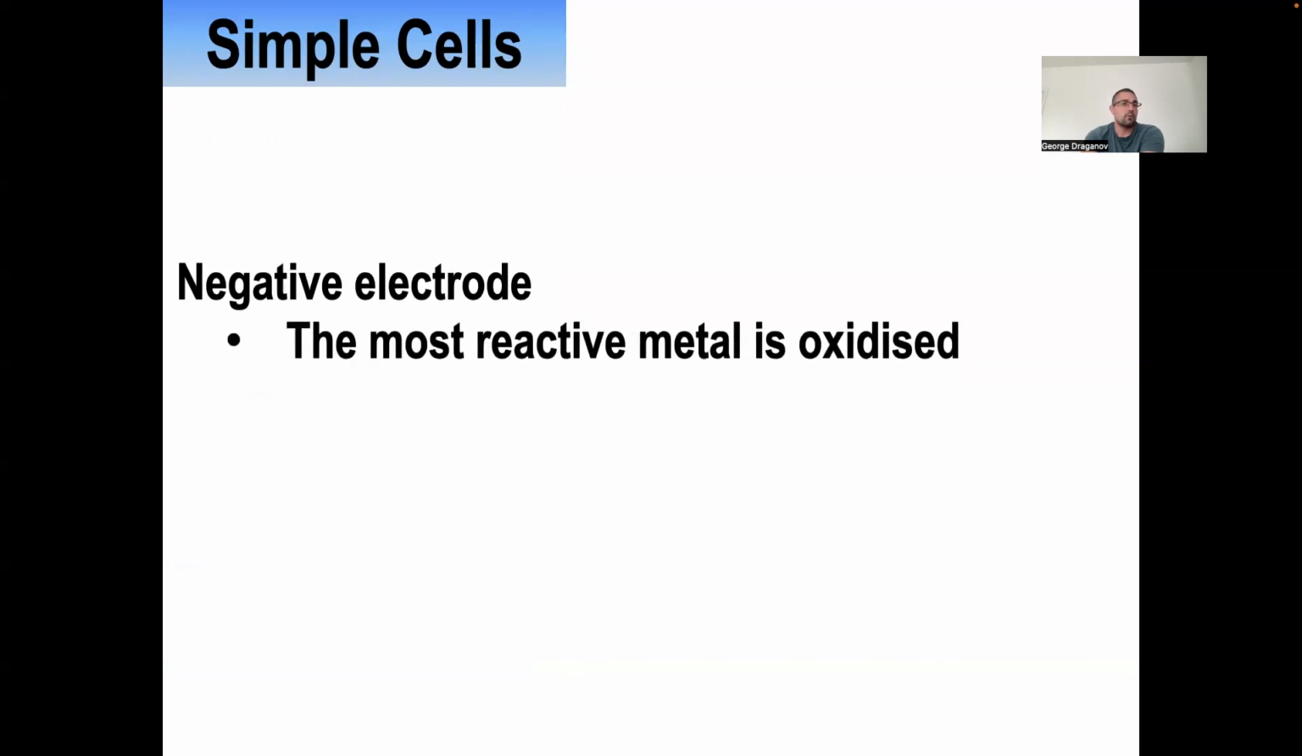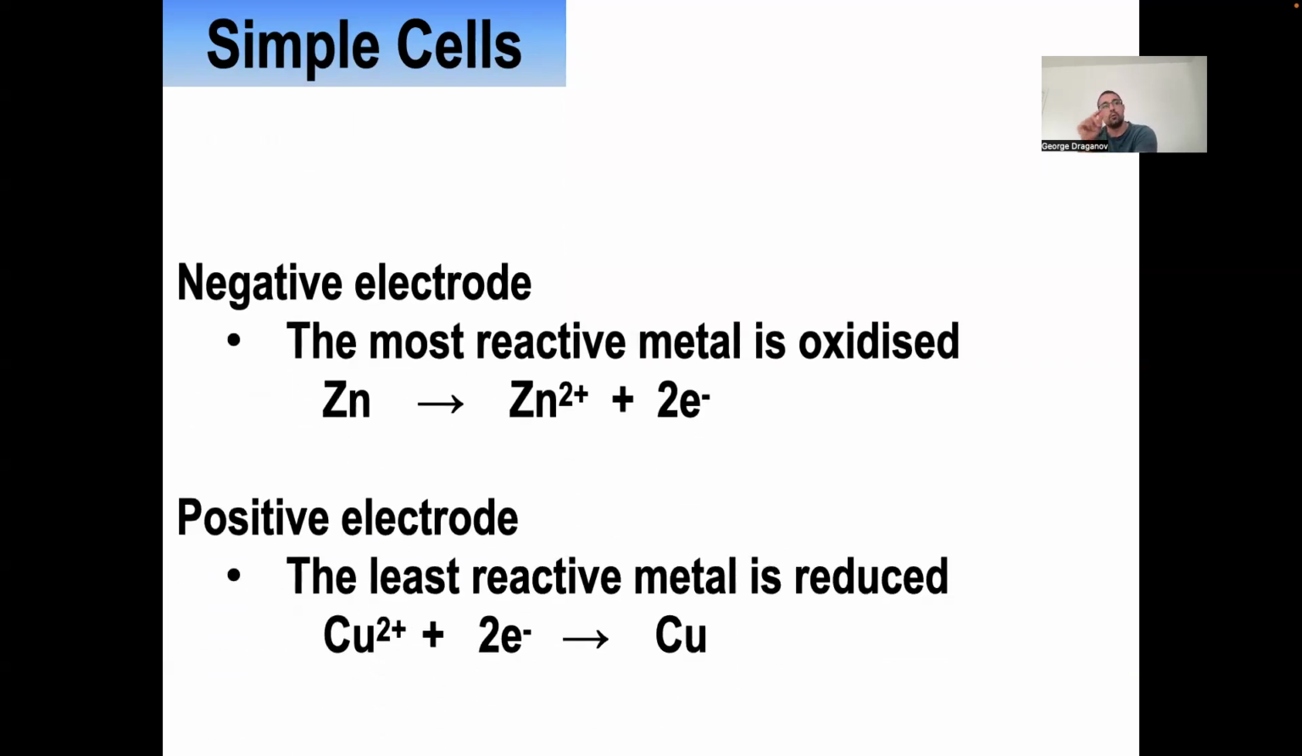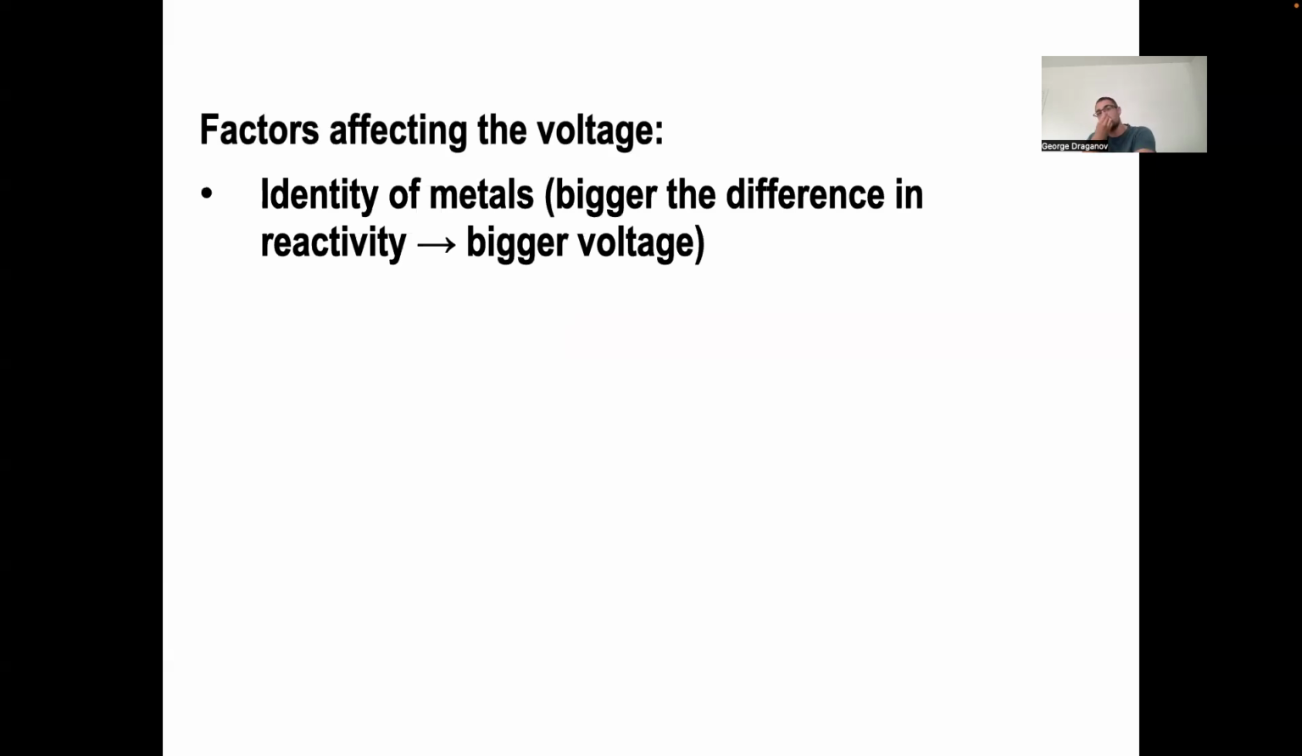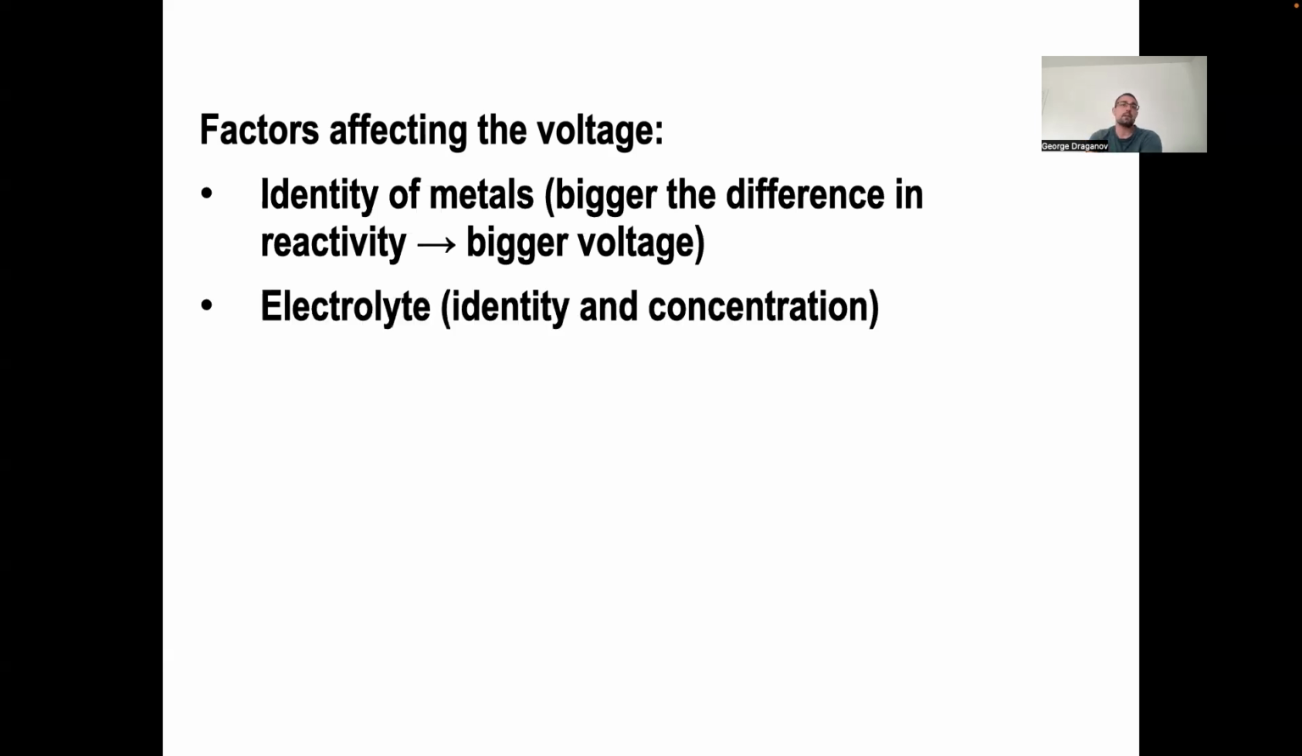Now, as I've already done this for you, the more reactive one is oxidized, so it loses the electrons. And the less reactive one is reduced. So it does this half equation here. Now, what factors can affect this potential difference is obviously the identity of the metals, so the electrodes. The bigger the difference in their reactivity, the bigger is going to be the voltage produced. The electrolyte is important, but you don't need to know how to quantify it. So you just need to know the electrolyte.